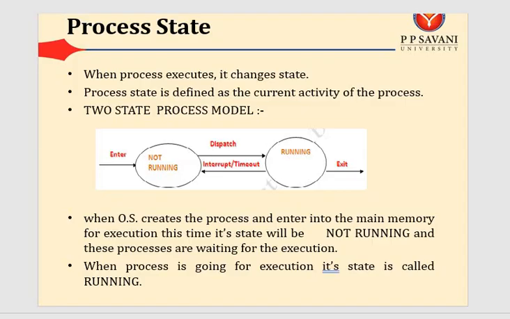That means whenever any process is waiting for memory to be loaded, it acquires the not running state. But whenever that process is loaded into main memory, it automatically changes the state from not running to running. That's why it is known as a two-state process model: not running and running. So whenever a process goes for execution, its state is called running.